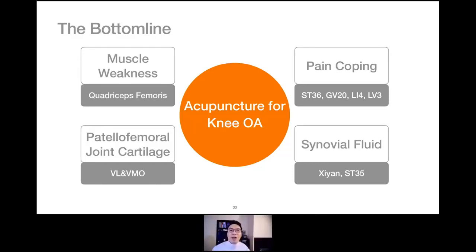And to increase the pain coping capacity of the patient, we can let the patient think positively and have more hope about the improvement, and we can needle stomach 36 or GV20 or large intestine 4 or liver 3, which can enhance the overall analgesic effect of acupuncture. Additionally, if the patient shows synovial fluid effusion, we can needle Shiyan or stomach 35, as we have done before, to put the needles into the joint capsule or just above the joint capsule and do the stimulation with electrical current. That will be a great combination for the patient.